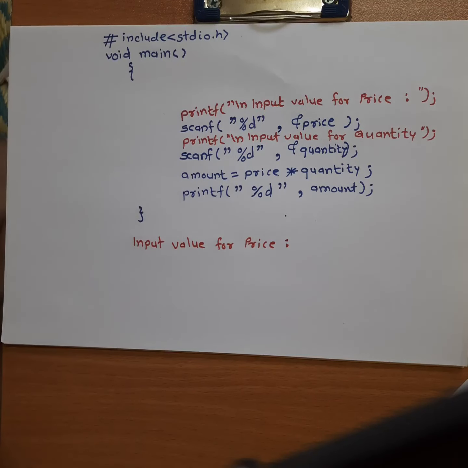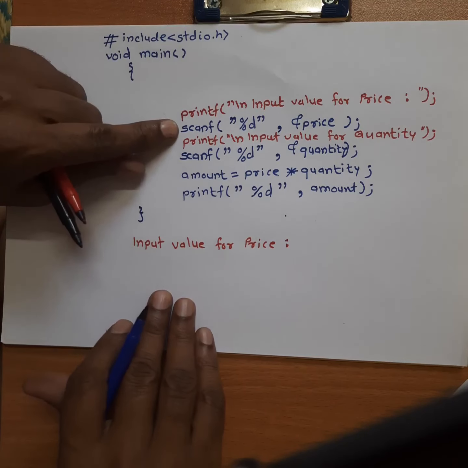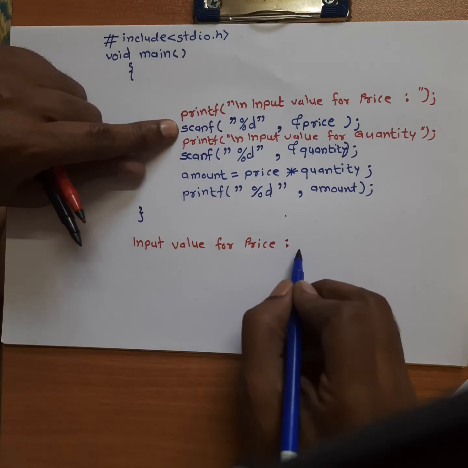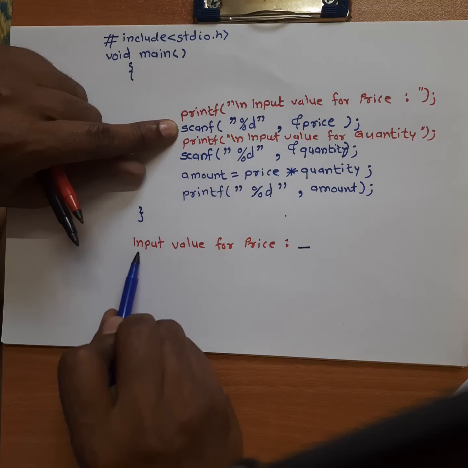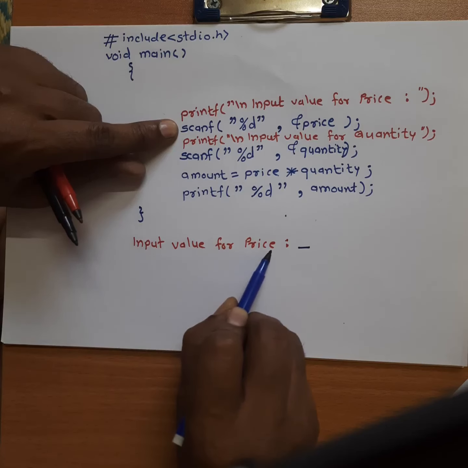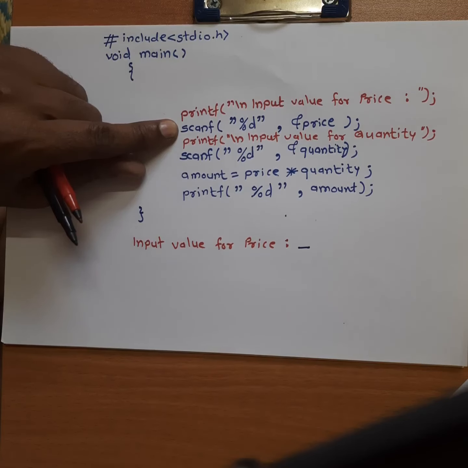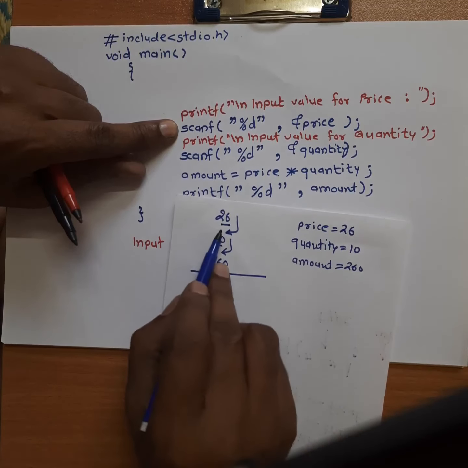Then it will go to the next statement, that is the scanf statement. It gives you a blinking cursor here. And now we can read that we have to input a value for price. Okay.